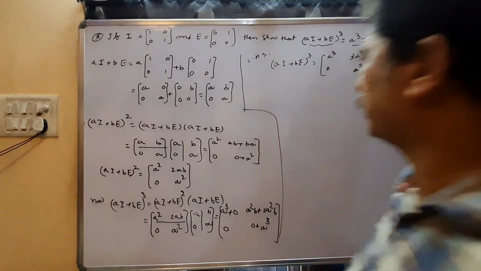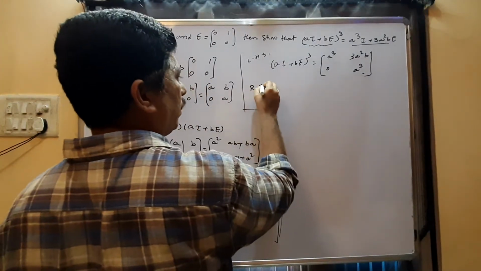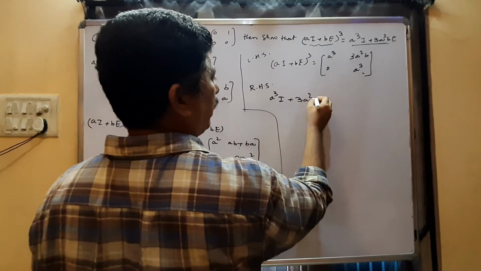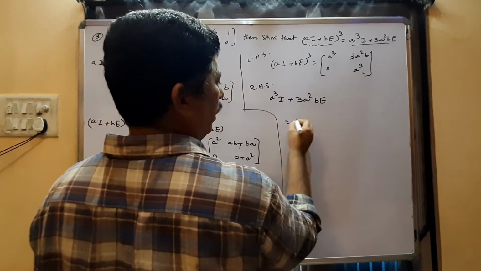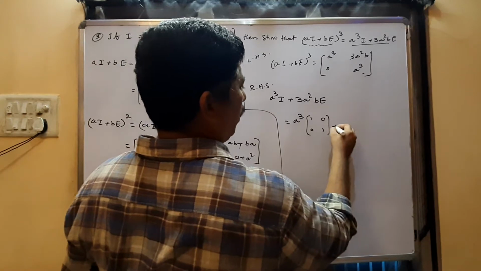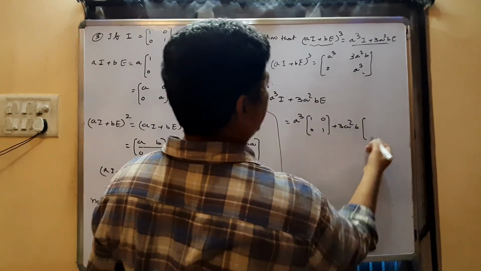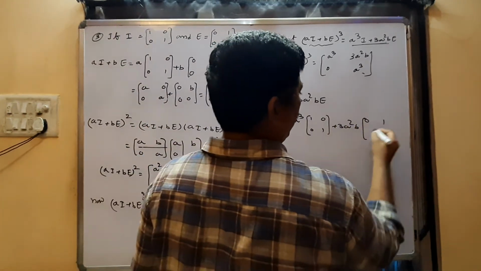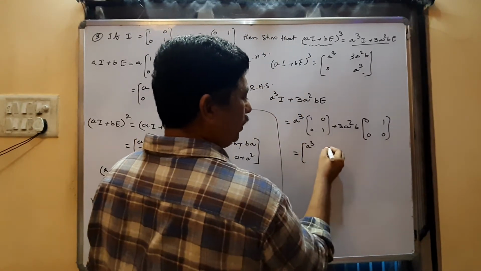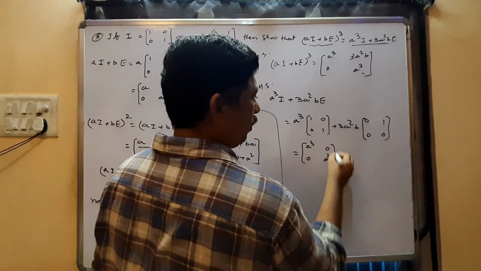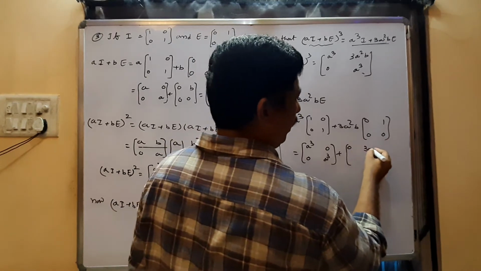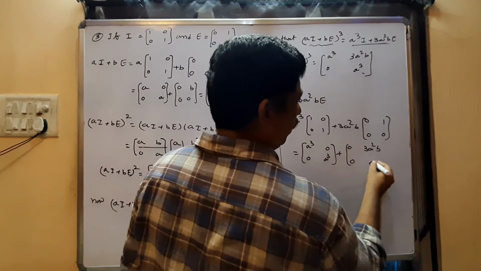Now you can check the RHS. RHS what is given? A cube I plus 3A square B E. That is A cube into I, which is [1, 0; 0, 1], plus 3A square B into E, which is [0, 1; 0, 0]. Now A cube multiplied inside: A cube, 0, 0, A cube. 3A square B multiplied inside: 0, 3A square B, 0, 0.